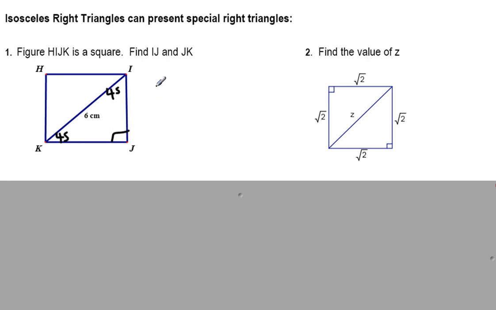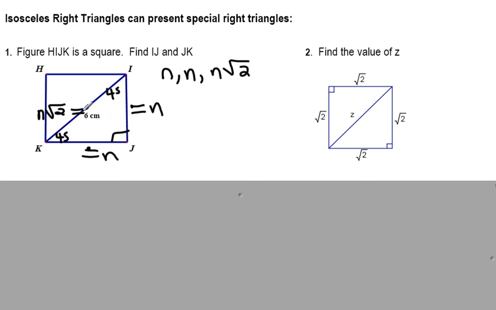So now I do what I did before, and I use special right triangle to find the value of IJ here and JK here. So in a 45, 45, 90, we want to label each side as n, n, and n square root of 2. We use the square root of 2 this time because there's only 2 angle measures to choose from. So side opposite the 45 equals n, side opposite the 45 equals n, side opposite the 90 equals n square root of 2.